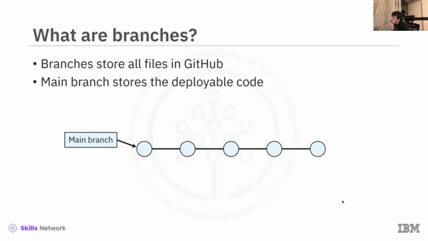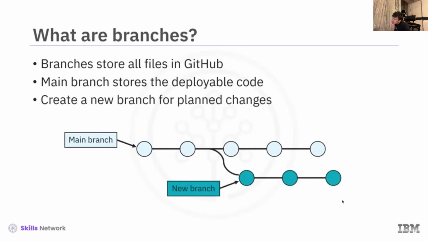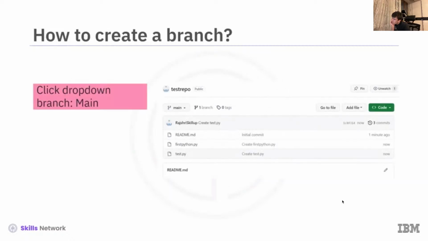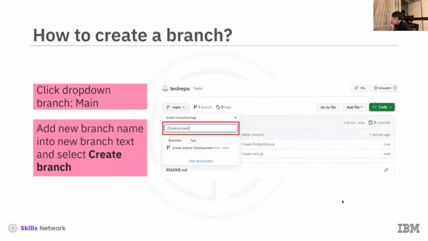When you plan to change things, you create a new branch and give it a descriptive name. The new branch starts as an exact copy of the original branch. As you make changes, the branch you created holds the changed code. To create a new branch, click the drop-down branch, Main. Add new branch name into new branch text and select Create Branch.